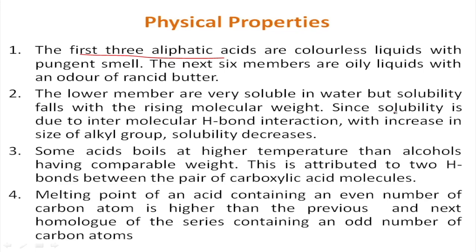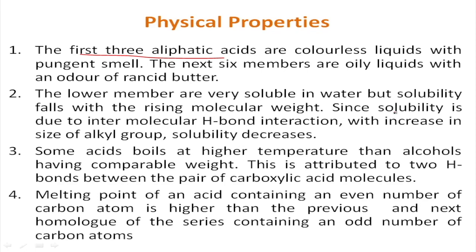Number 3, some acids boil at higher temperatures than alcohols of comparable weight. This is attributed to two hydrogen bonds between a pair of carboxylic acid molecules. So the carboxylic acid has a higher boiling temperature than the alcohol. Why? Because the carboxylic acid exists in a dimer form through hydrogen bonding.